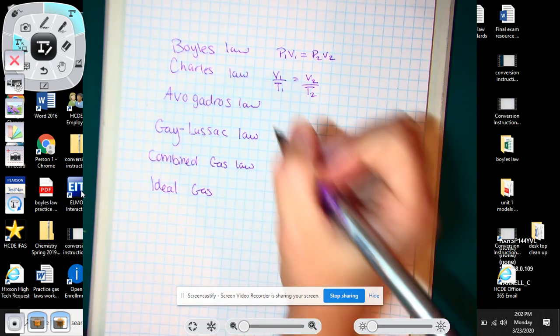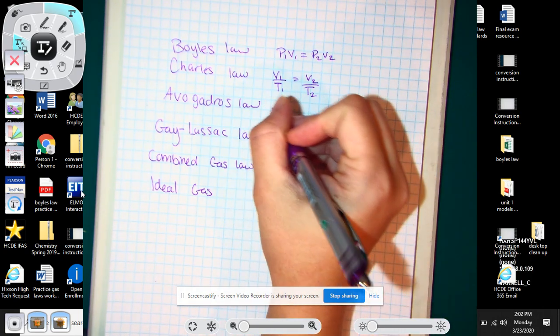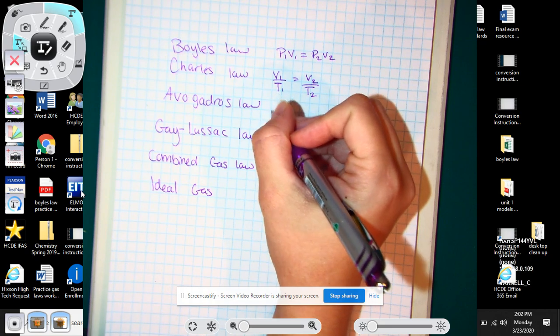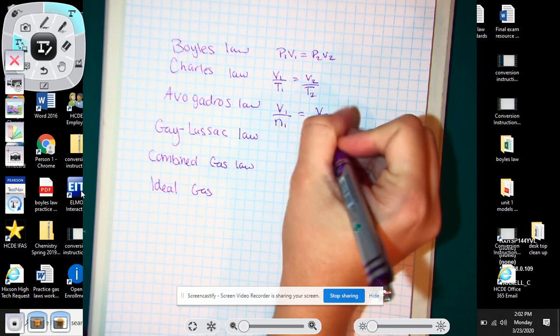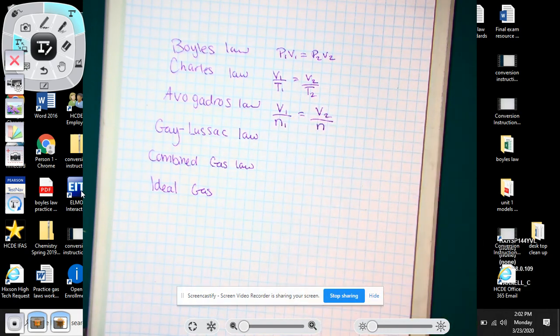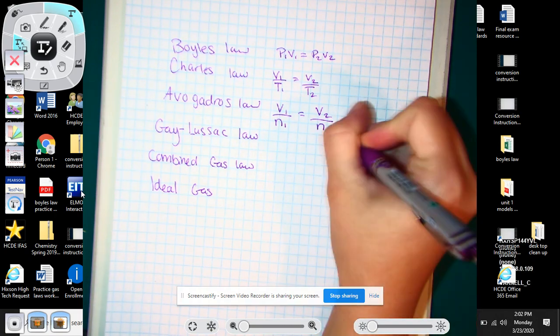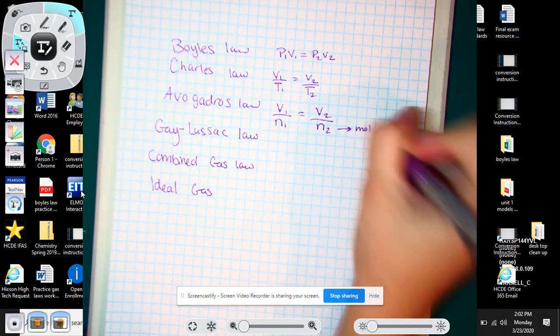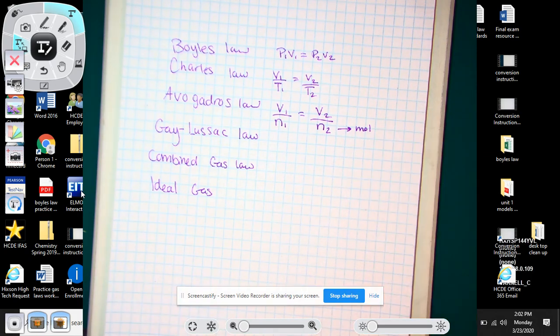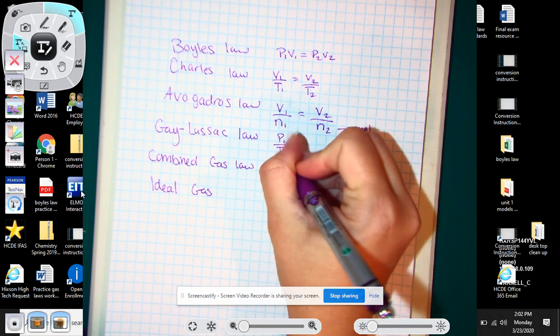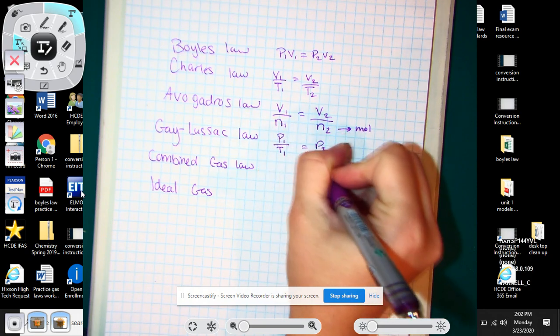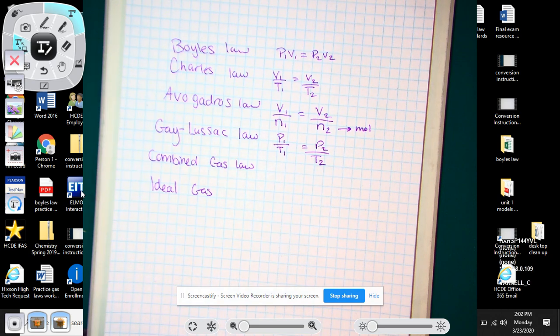Avogadro's law is pretty similar to Charles' law. In Avogadro's law, we do V1 over N1 equals V2 over N2. V in this situation is still liters, and N is moles. Yep, those guys are back. Gay-Lussac's law is P1 over T1 equals P2 over T2. And that's dealing with pressure, which is in atmospheres, and temperature, which is in Kelvin.